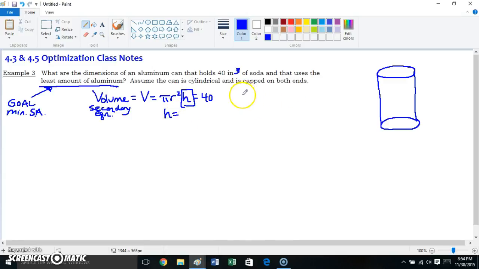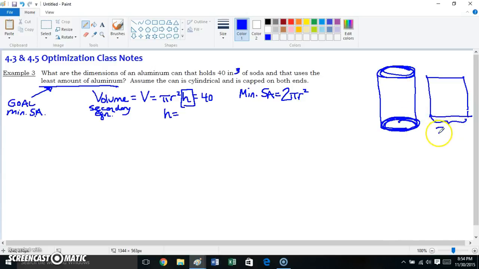Okay, what is the equation we want to minimize? We want to minimize surface area. All right, the surface area of this can, we have 2 circles. So that's 2 pi r squared. Plus we have the lateral surface area. If I unroll this can, right, this is the circumference of the circle, so that's 2 pi r, times h. Okay, so plus 2 pi r times h for my lateral surface area.